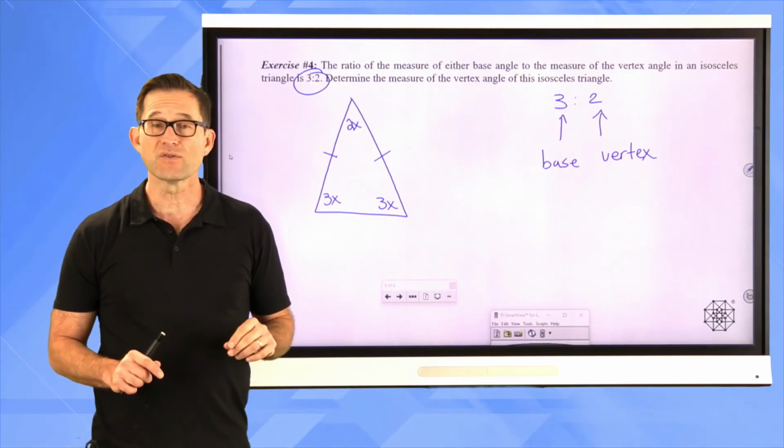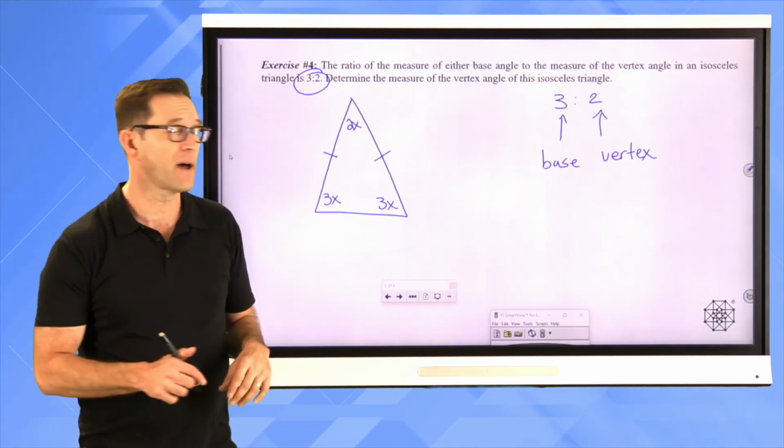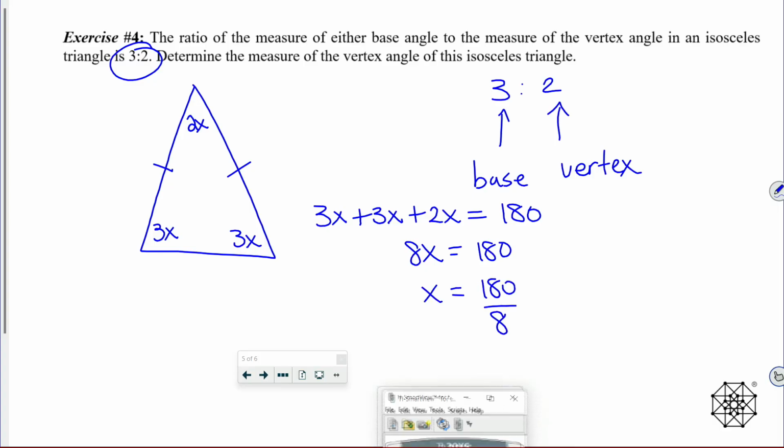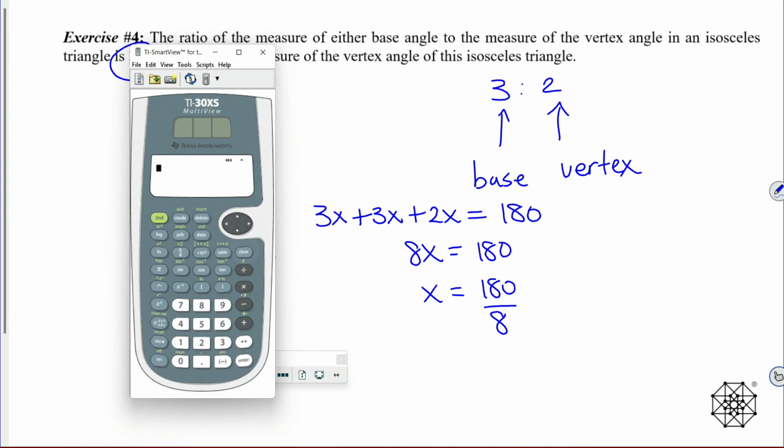Once I have this, it's really quite easy, right? All I have to do is do 3x plus 3x plus 2x is 180, right? That's 8x is equal to 180. And x is 180 divided by 8. Let me do that really quick here. 180 divided by 8. So x will be 22.5.